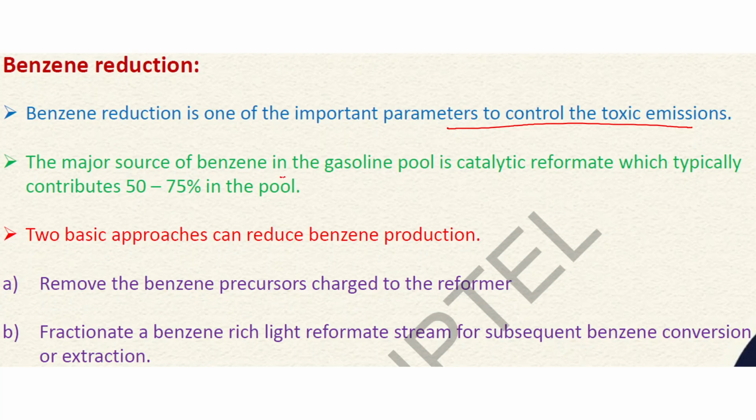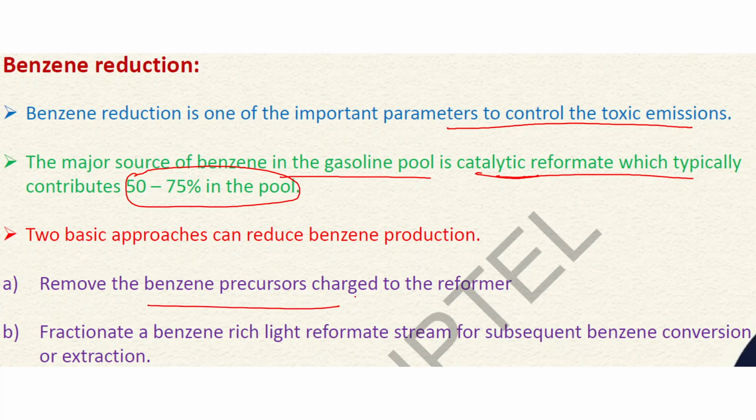The major source of benzene in the gasoline pool is catalytic reformate, which typically contributes 50 to 75% of the pool. So what we do, the two basic approaches are to remove the benzene precursors before the reforming procedure itself, or, if there is some benzene present in the reformate, to distill this reformate to remove the benzene-rich light reformate stream for subsequent benzene conversion or extraction.